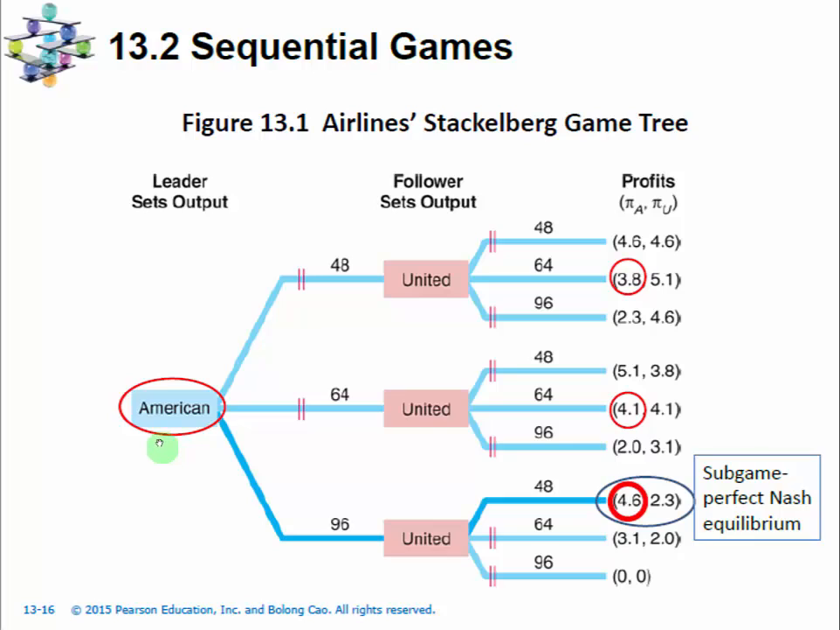So after we have converted the Cournot duopoly simultaneous game into a sequential Stackelberg game, we can see that the Stackelberg leader now has a first mover advantage, and the Stackelberg follower will have to accommodate what the Stackelberg leader has done in the market.